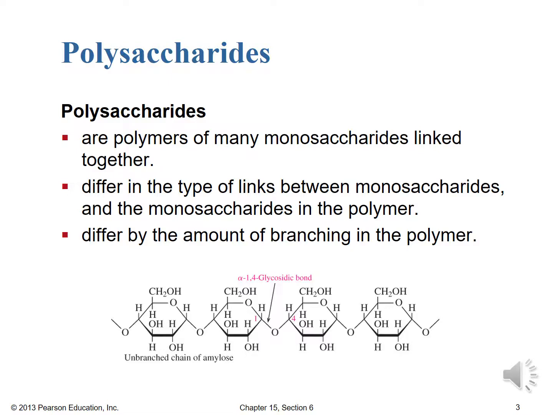So defining polysaccharides, they're polymers of many monosaccharides linked together. They differ in the type of links between monosaccharides and the monosaccharides in the polymer. And they also differ by the amount of branching in the polymer. So we tend to see a few different possibilities to give us distinct polysaccharide structures. If we look here on this slide in particular, we have alpha 1,4 glycosidic bonds to link glucose molecules together in an unbranched chain of amylose.